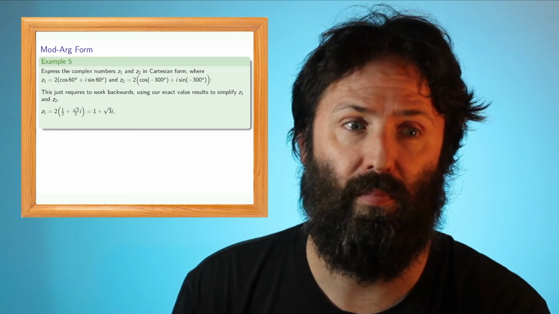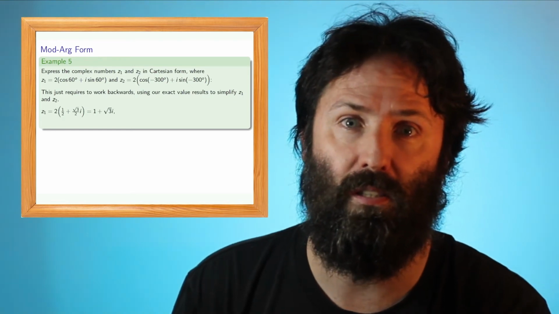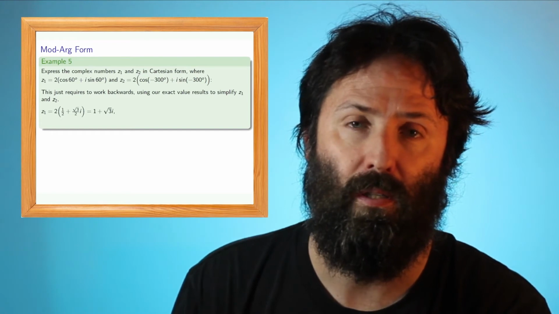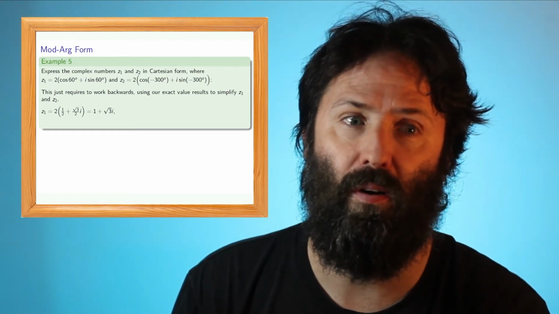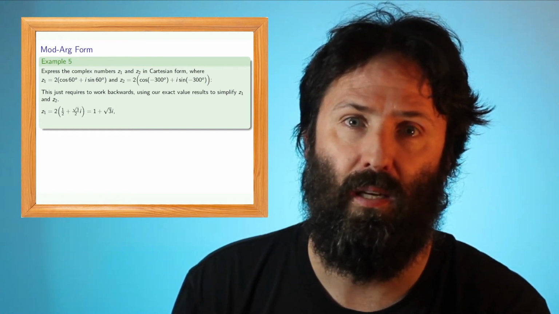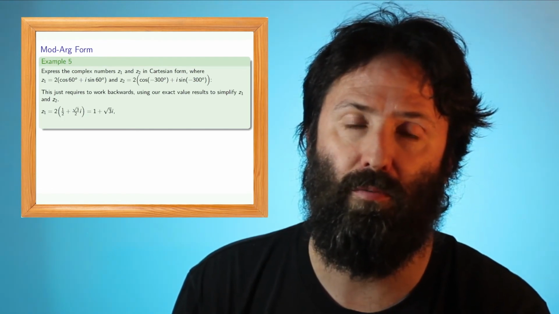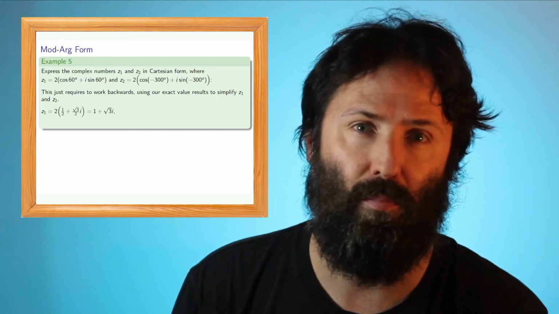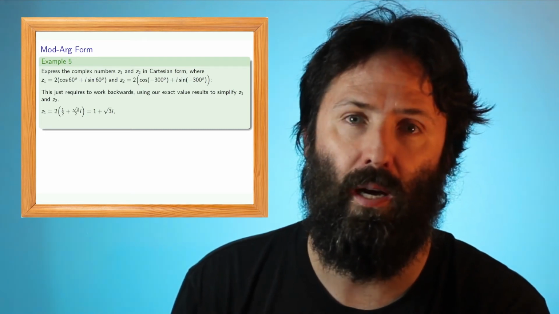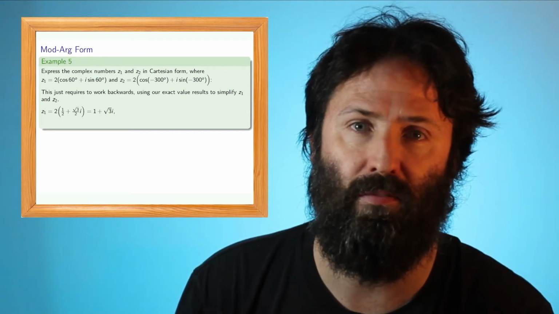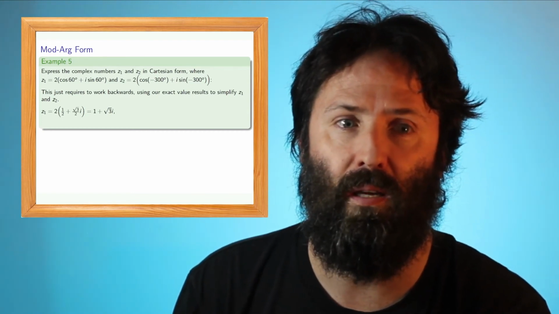Okay, so if I do that, I get cos 60 is a half, and sin 60 is √3 on 2. So therefore, I can simplify the brackets. Instead of writing cos 60 plus i sin 60, I can write a half plus √3 on 2 i, and then I can just multiply through by that 2, and I get 1 plus √3 i. Okay, so now I've got it back to Cartesian form. I can do the same thing for Z2.